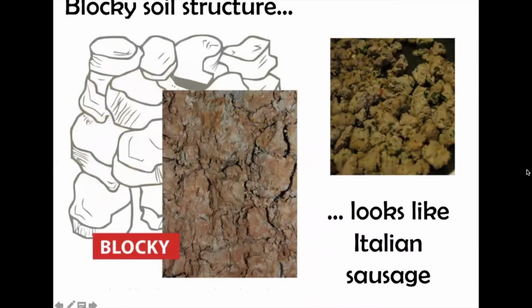And here in that cartoon illustration, we don't have a lot of air spaces compared to the granular. We do have some, but it's not as much, because now the soil aggregate is a lot bigger than the granular. The granular was very small, and that's why we had so many pores. Here, the aggregates are a lot bigger and stacked on top of each other.